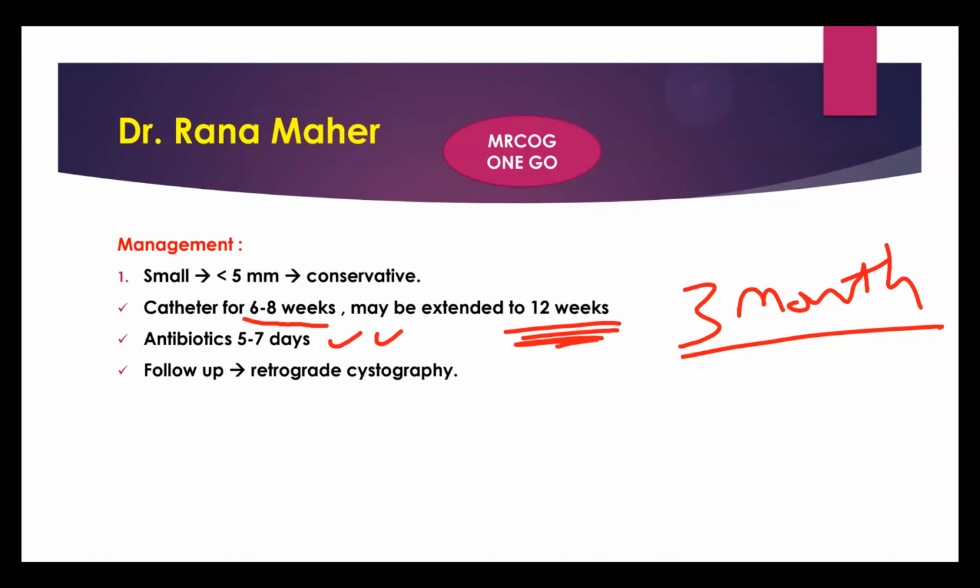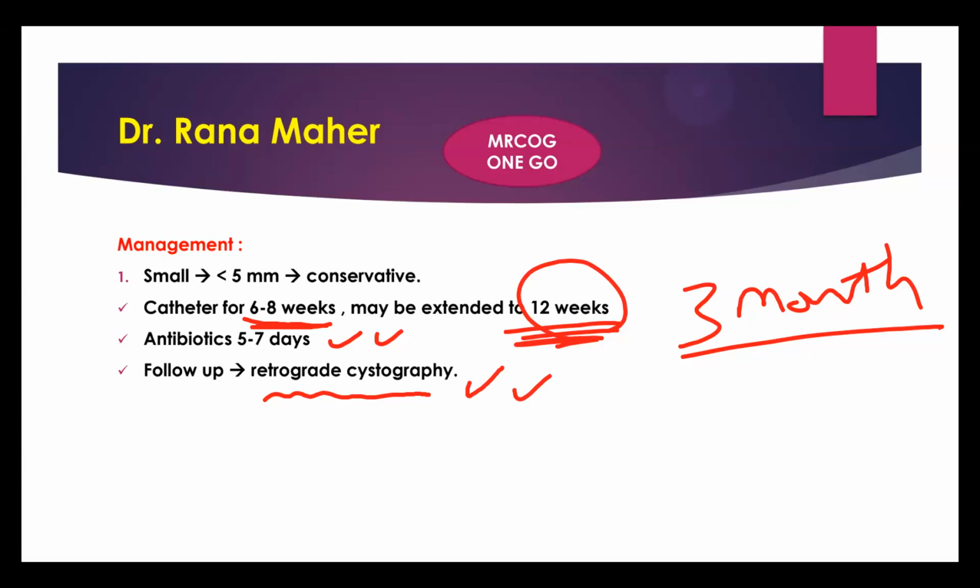Do we need a follow-up for this patient? Yes, and follow-up has to be after the time. So after 2 months, we will check the patient. We will offer her retrograde cystography. If we find that the fistula is completely healed and we don't have any problem, we can remove the catheter and discharge the patient. If the fistula is still not healed, we can extend the timing up to 12 weeks and then do the test again. If not healed, we will manage like the large fistula with a repair. If healed, that's okay, and discharge the patient.